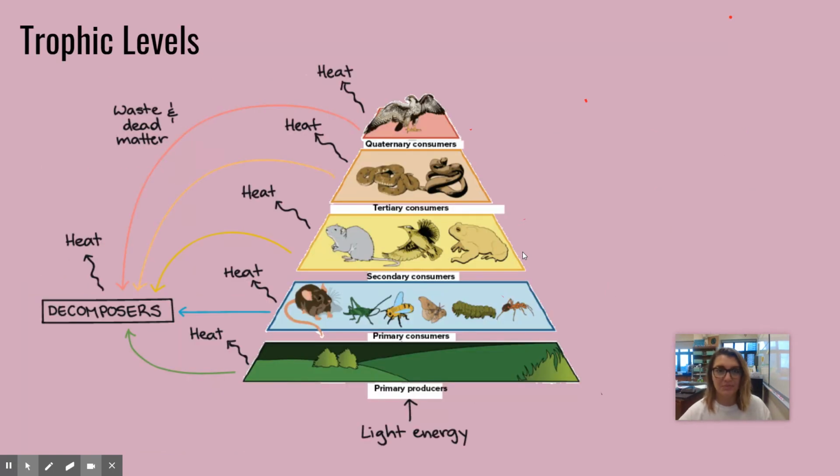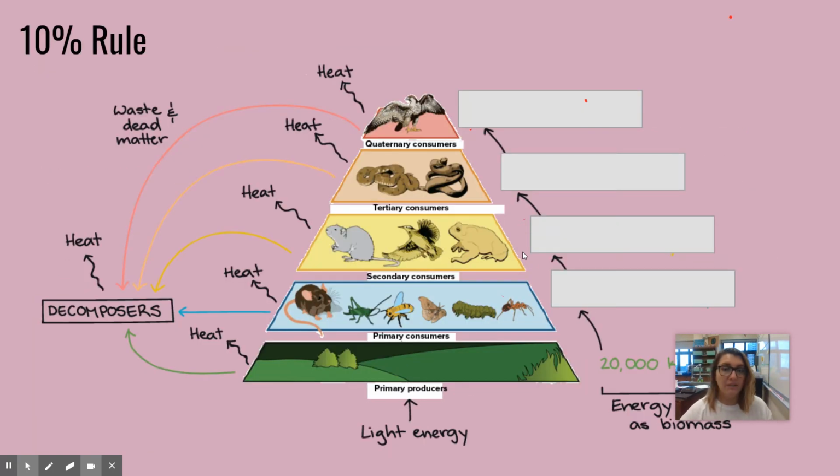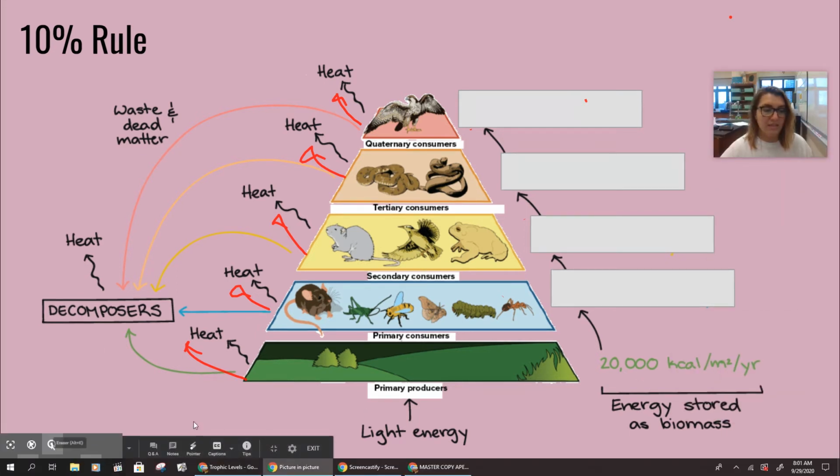All right, so the second law of thermodynamics has a big effect on our trophic levels. So this is called the 10% rule. So you can see here that at each trophic level, you have heat coming off. So the 10% rule basically means that as we go up the trophic level, only 10% of energy is actually passed on to the next level.